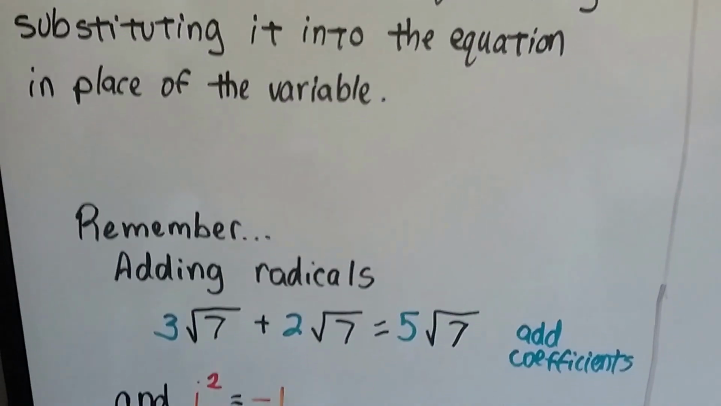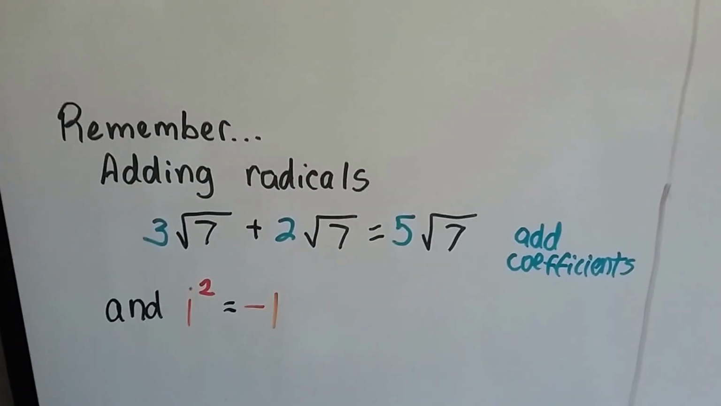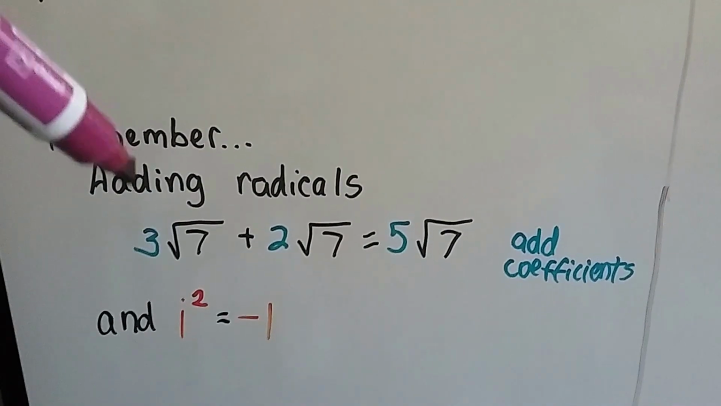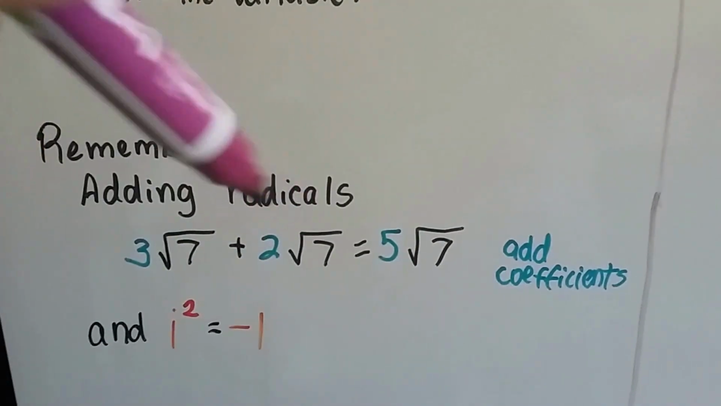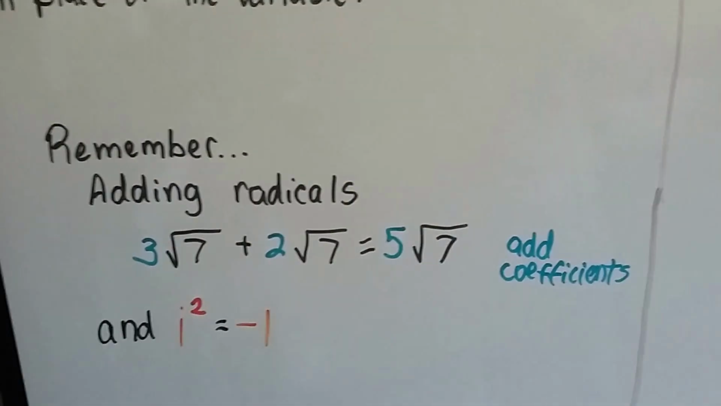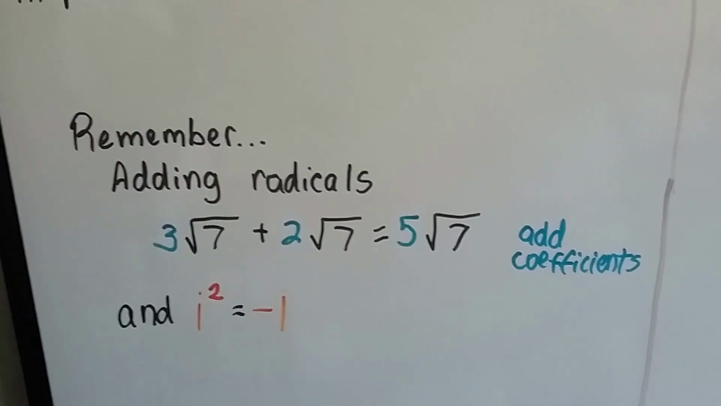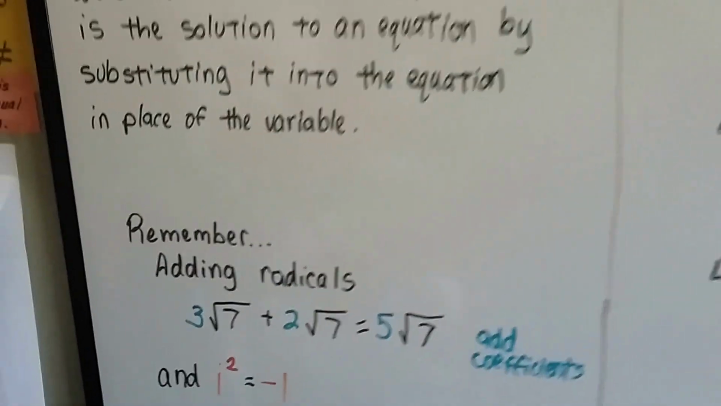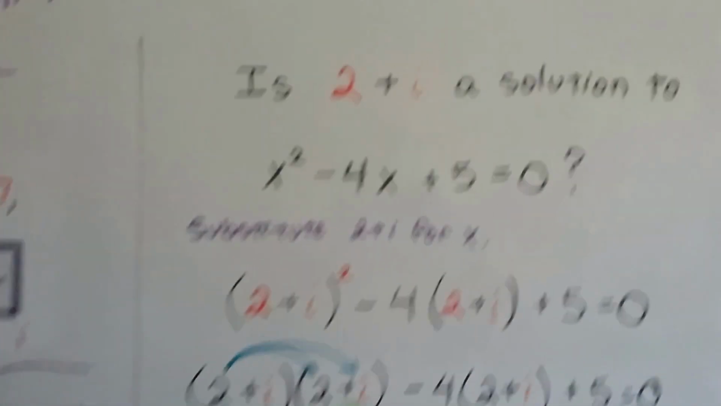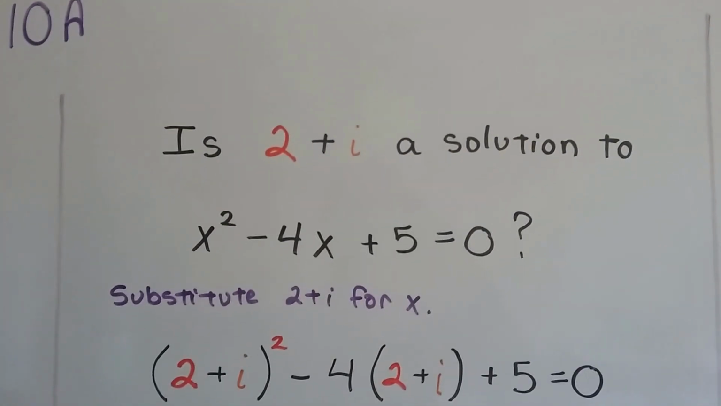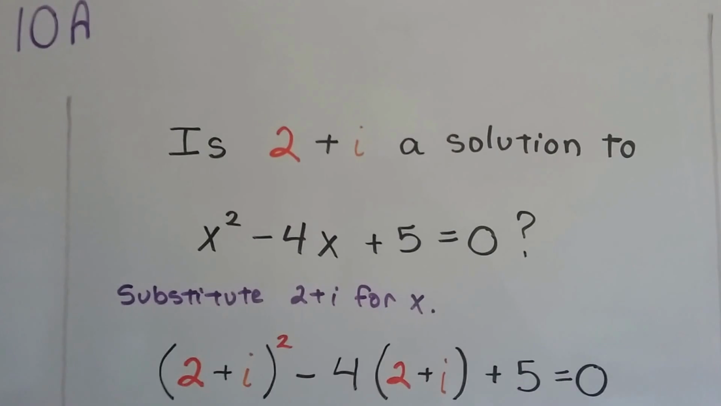We just need to remember how to add radicals. We add the coefficients of the radical. So if we have 3 square root of 7 plus 2 square root of 7, 3 plus 2 is 5 square root of 7. And remember that i squared is a negative 1. You remember this and we should be okay, all right? And remember how to FOIL. So is 2 plus i a solution to x squared minus 4x plus 5 equals 0?